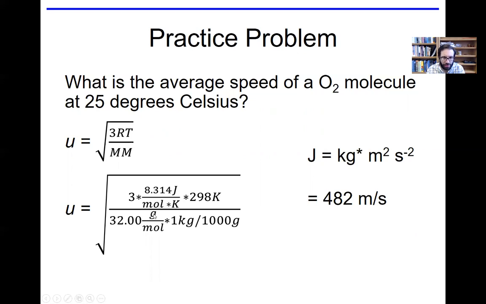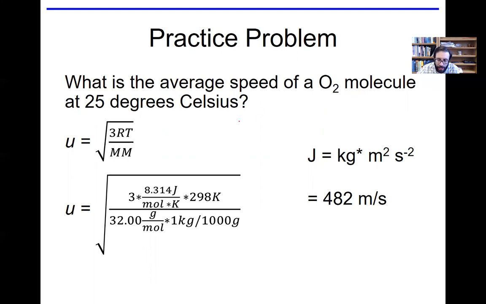Then we have the molar mass of oxygen. On the periodic table, the atomic weight of oxygen is 16. We have 2 of those oxygen atoms, so 16 times 2 is 32, so 32 grams per mole. But we have to divide by 1,000 to get it into kilograms. Why do we have to be in kilograms? Because a joule is a kilogram meter squared per second squared. It's fairly complicated, just a lot of units.